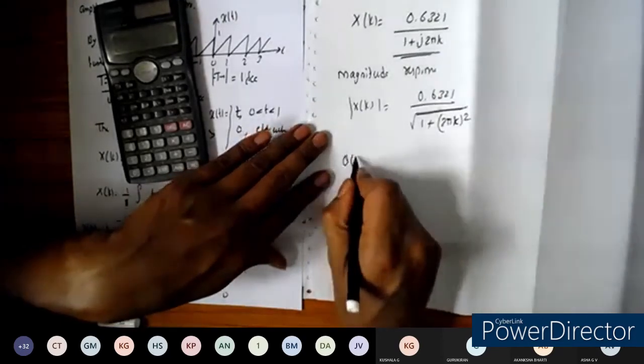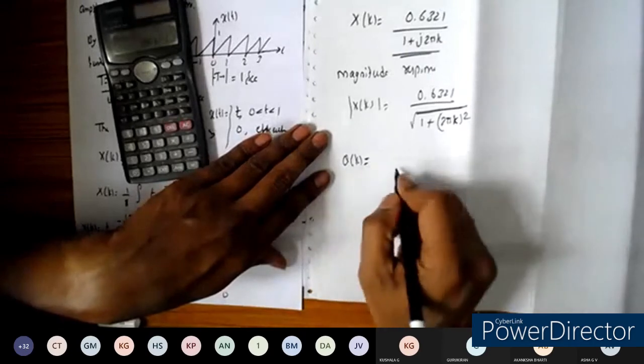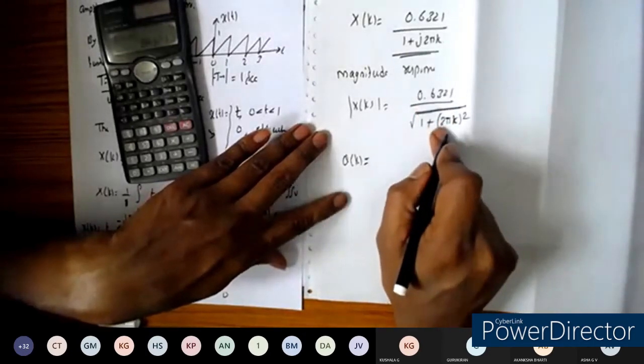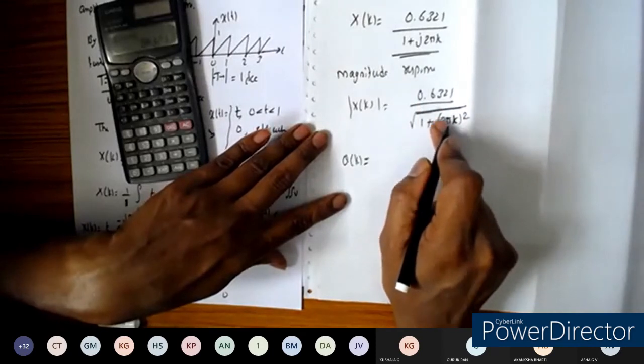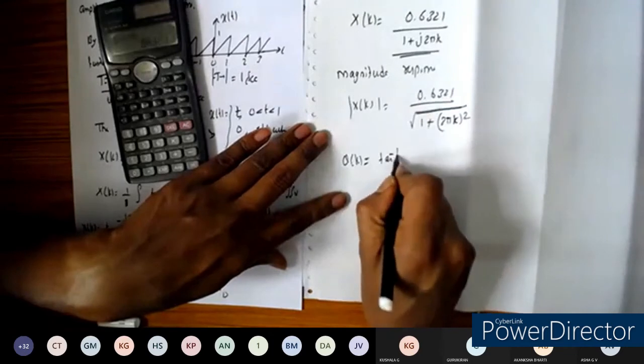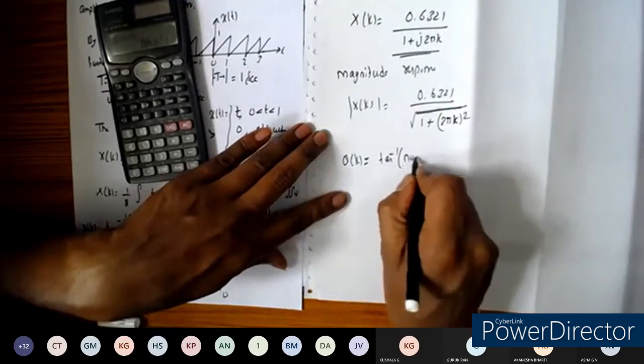And similarly, we can give the phase. Phase response: the phase of the numerator minus the phase of the denominator is what we are going to take here. Phase of the numerator minus the phase of the denominator. So that is tan inverse of the numerator.